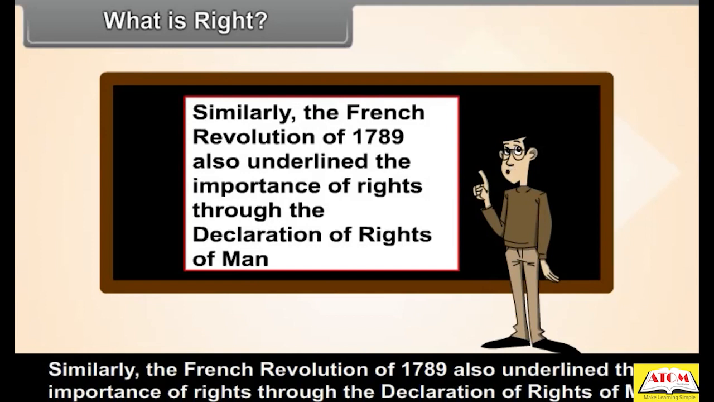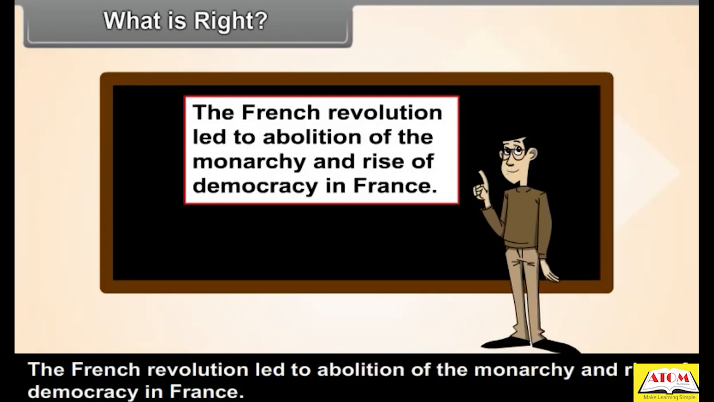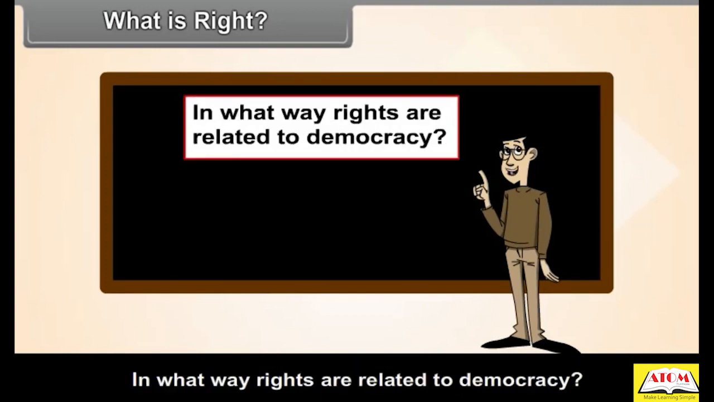Similarly, the French Revolution of 1789 also underlined the importance of rights through the Declaration of the Rights of Man and of the Citizen. The French Revolution led to the abolition of the monarchy and the rise of democracy in France. In what way are rights related to democracy?